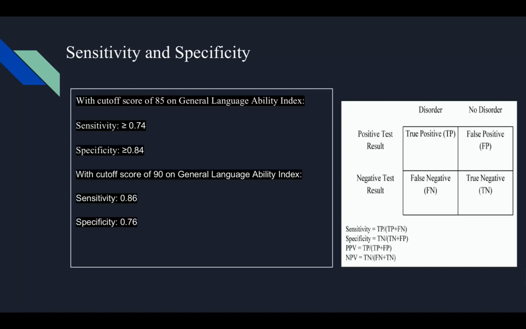Unlike most tests, the CASL does report sensitivity and specificity. However, these values change depending on where you draw the cutoff score. A cutoff score of 85 on the General Language Ability Index demonstrates a sensitivity of greater than 0.74 and a specificity of greater than 0.84. A cutoff score of 90 maximizes sensitivity at 0.86 but lowers specificity to 0.76. In general, a test has fair sensitivity and specificity if both of these values are 0.8. Therefore, the CASL demonstrates relatively fair sensitivity and specificity.